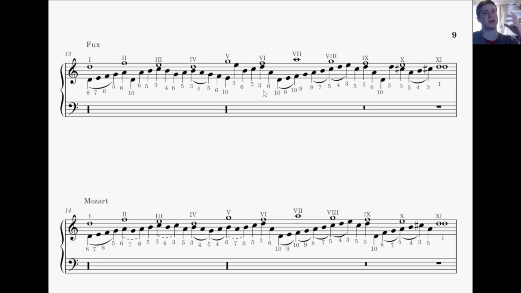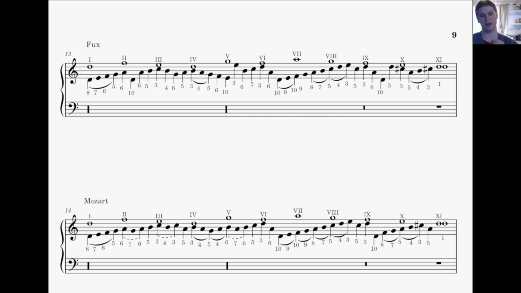Leaping down the fourth and the fifth, creating this octave gap, calls on the melody to fill in the gap in the register that is just created. Filling in the gap allows the melody to travel up in stepwise motion in contrary motion from the given melody. Now in measures 9, 10, and 11, Mozart and Fuchs disagree again. Fuchs's counterpoint is a bit over the top.